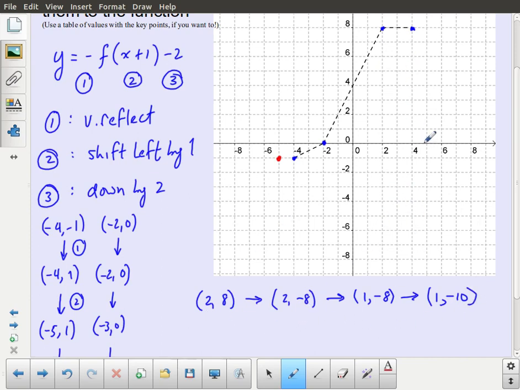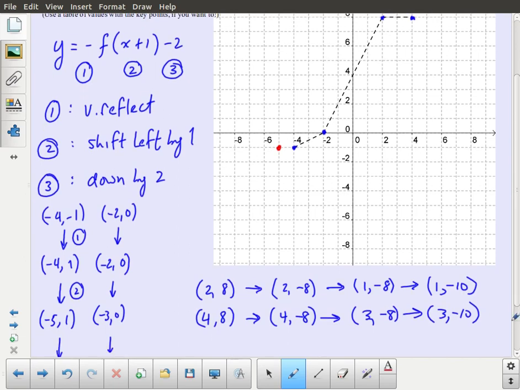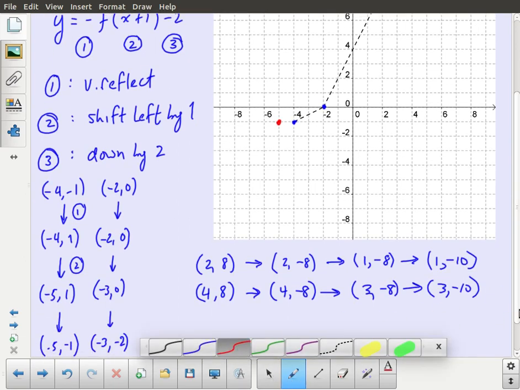And finally, our last point is 4, 8, which becomes 4, -8, which becomes, now I shift to the left by 1, that becomes 3, -8, and I shift down by 2, and that becomes 3, -10. And so I go ahead and do that. Now I've got a bunch of points to graph, so let's go ahead and graph those.